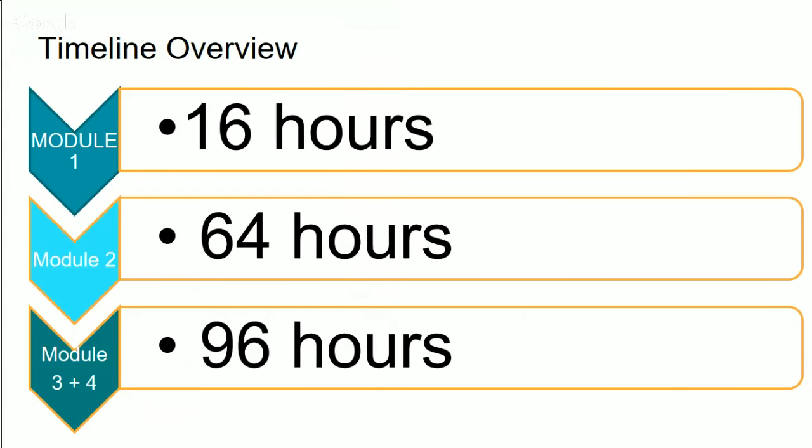So in terms of timeline, Module 1, which is comprised of a quiz, should not take more than 16 hours. Module 2 will take approximately 64 hours to complete. Modules 3 and 4, approximately 96 hours. So as the course progresses, your time will be a little more intense, so please plan for that.